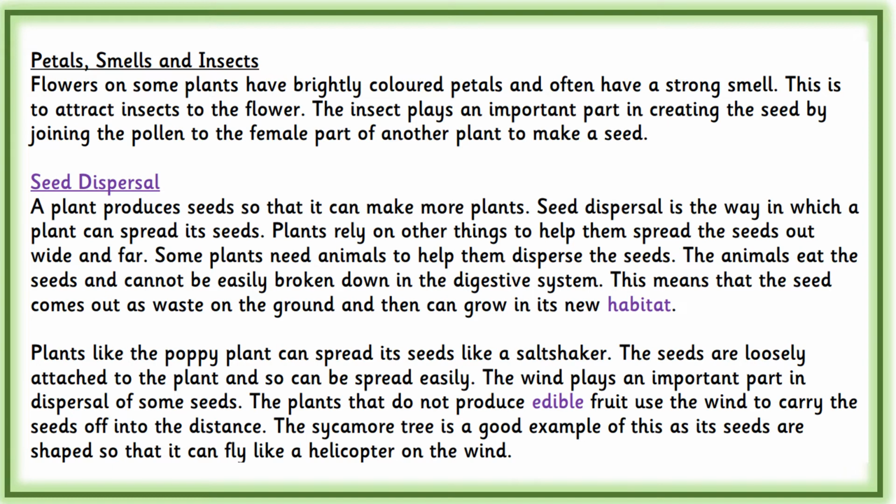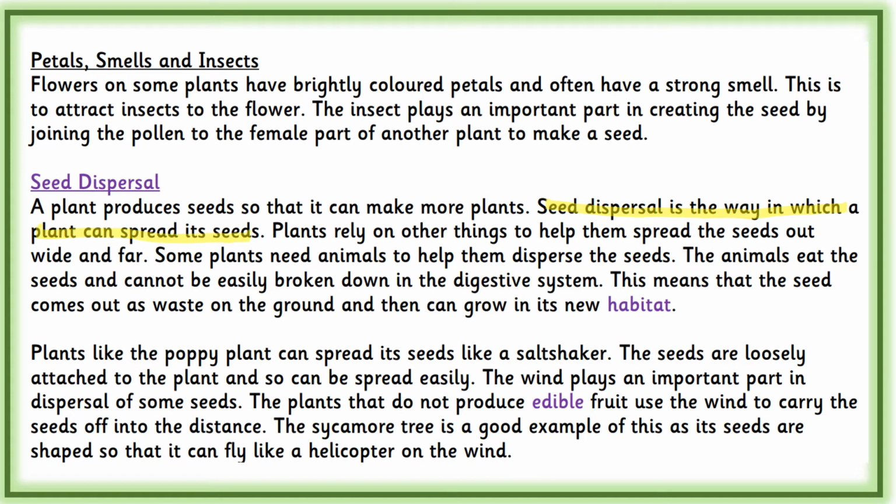Let's read through the first couple of sentences under the term seed dispersal. Let's see if it tells us the answer. A plant produces seeds so that it can make more plants. Seed dispersal is the way in which a plant can spread its seeds. Did it tell us our answer? Yes, it does. Look, seed dispersal is the way in which a plant can spread its seeds.